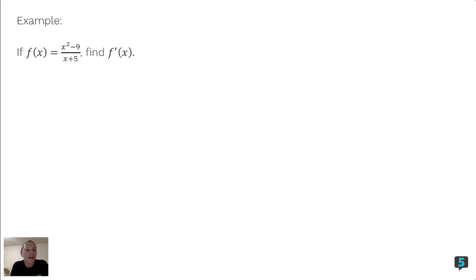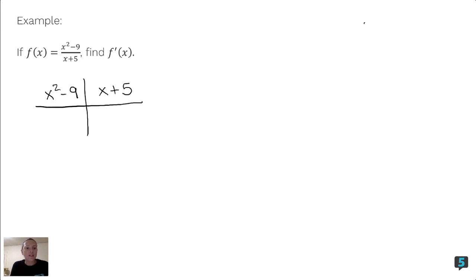This time I have that f of x equals x squared minus 9 all over the quantity x plus 5. And again, we're looking to find the derivative. Now, notice this time that I have a fraction. Fraction really tells me that there's division. So because I have division, I'm going to use the quotient rule, okay? When I go to set this up, I'm going to make my 4 boxes. My top function is that upper left, so that's going to be x squared minus 9. My bottom function in the denominator is going to be that upper right, which will be x plus 5.